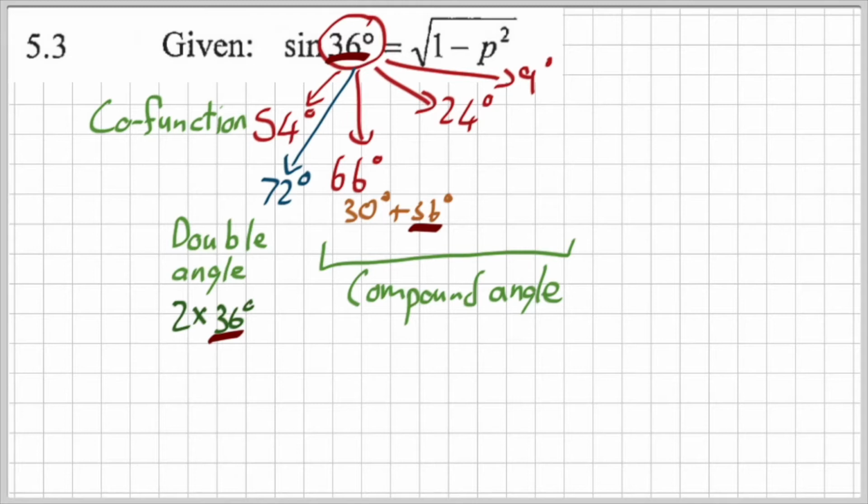What about the 24? What about 60 minus 36? What about 9? Well, that's 45 minus 36. Every time, 36, 36. Why do I bring in 45 and 60 and 30? They're special angles. I know everything about them. That's why I bring them in.